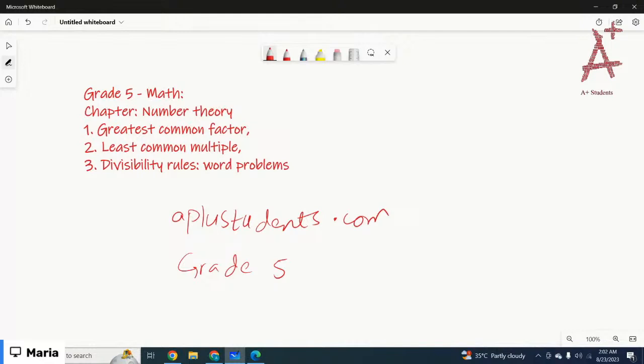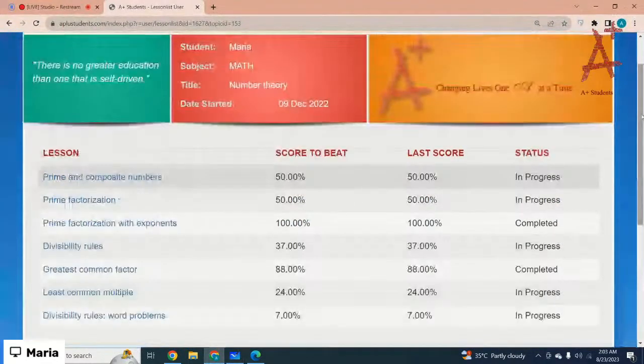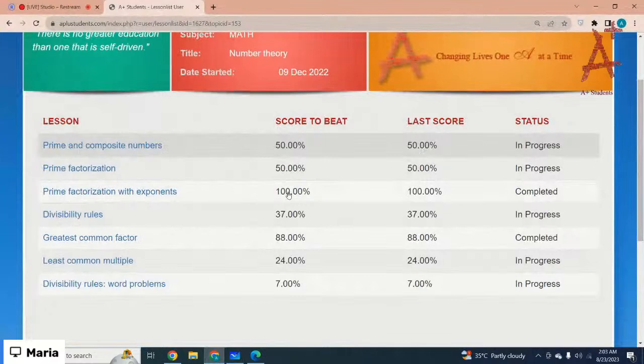We're going to start with chapter number 3. The lessons we're going to cover from the chapter are greatest common factor, least common multiple, divisibility rules, and word problems. So let's just start with the first lesson. Okay, here I'm on chapter number 3, grade 5 math. Let's start with the lesson, that is greatest common factor.